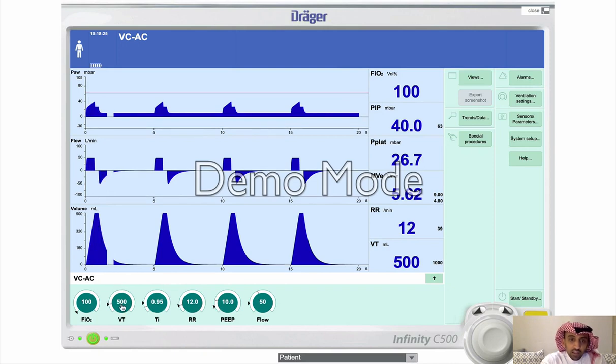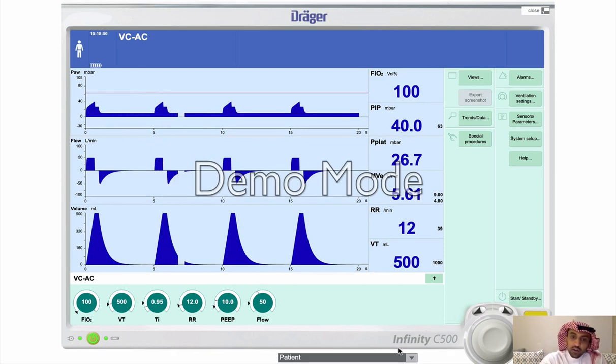So let's say that this patient has moderate ARDS, and we set the tidal volume at 500. Here you have the plateau pressure, and we can measure it on every breath because we have a hold in every breath, which is 26, and this is the peak airway pressure, which is 40, and here you have the minute ventilation.